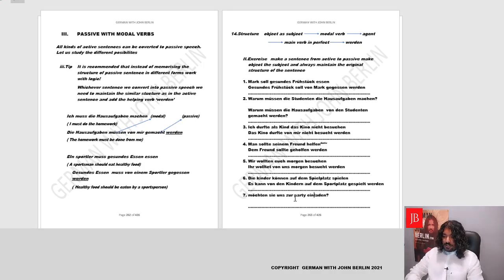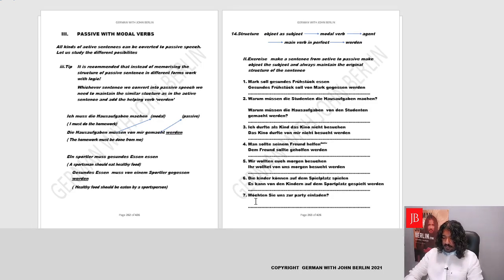Super duper. Möchten Sie uns zur Party einladen? Would you like to invite us to the party? We'll change this to passive. Would we like to be invited by you to the party? Something like this. Let's check. So we'll figure out the structure, which should remain the same. The subject will become the agent and the object the subject. We'll change the voice. The object here is uns. We'll change it to the subject. Uns will become wir.